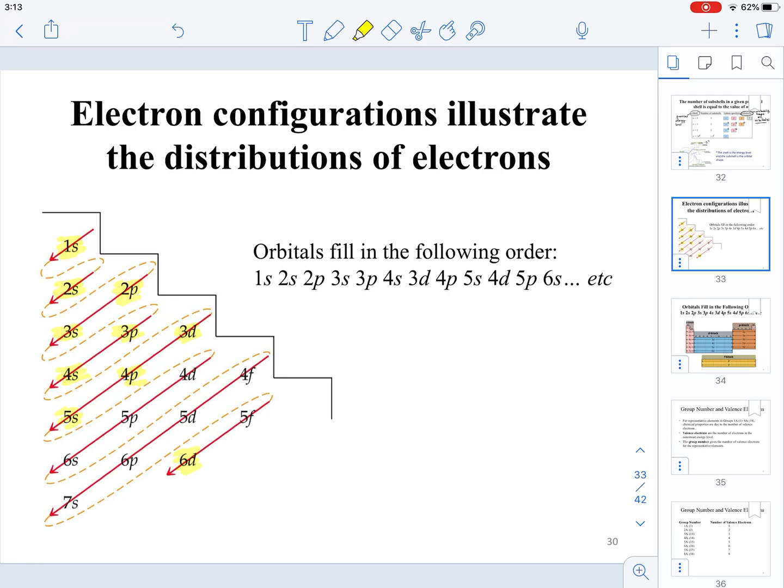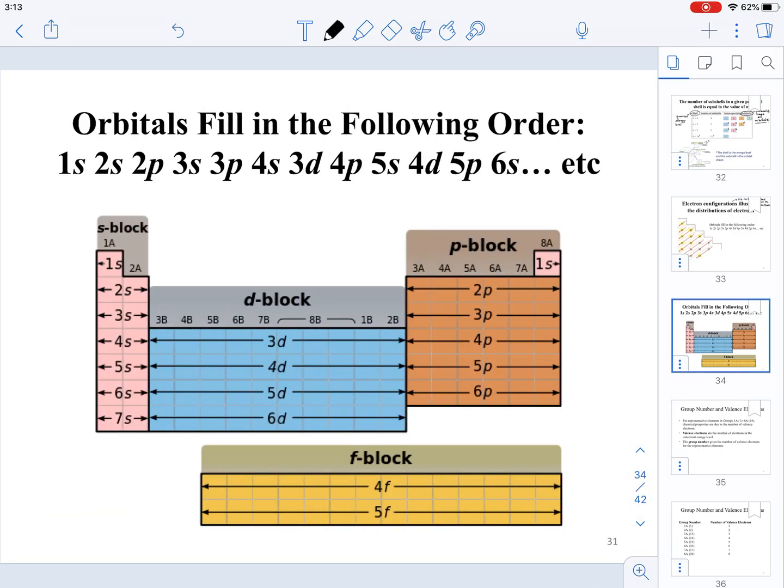The other method that we can utilize in order to write electron configurations, and notice that electron configurations are not discussed in the textbook, so please pay close attention to this concept. When it comes to electron configurations, we can also utilize our periodic table in order to determine where the electrons in a particular atom live.